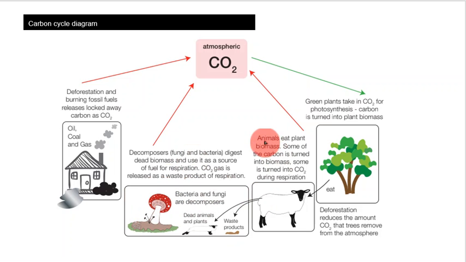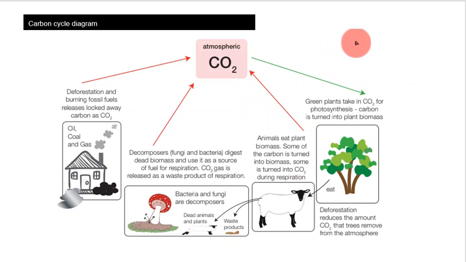So animals eat plants, biomass. Some of the carbon is turned into biomass and some is turned into CO2 during respiration. When animals eat plants, some of the carbon in the plants will become part of the animal's body. It can contribute to the biomass of the animal, but then a lot of it will be burned up. The glucose will be burned up and CO2 will be released into the environment.